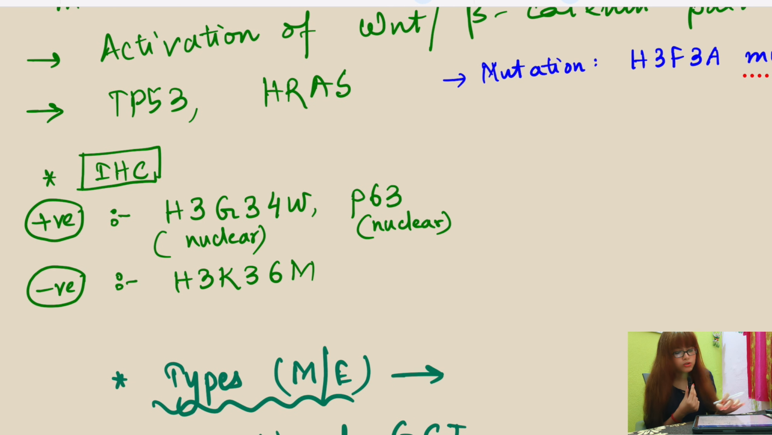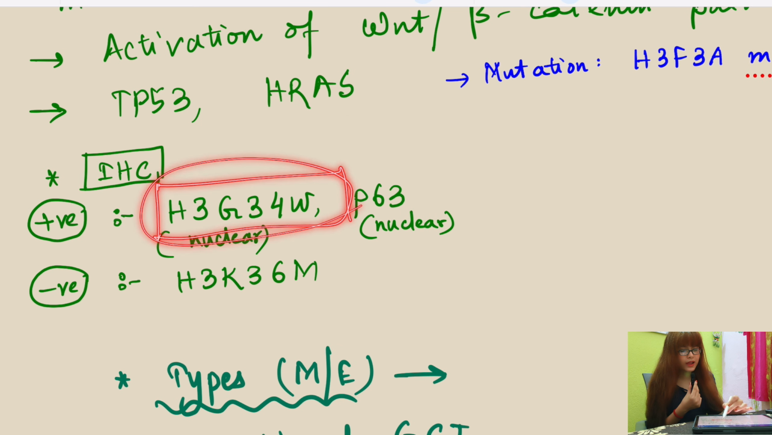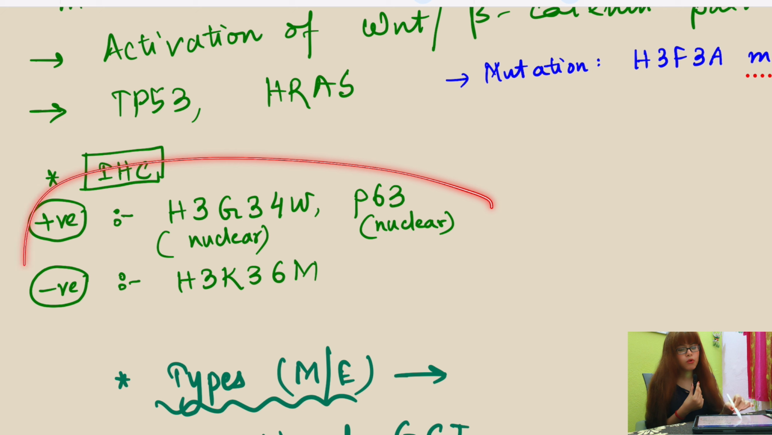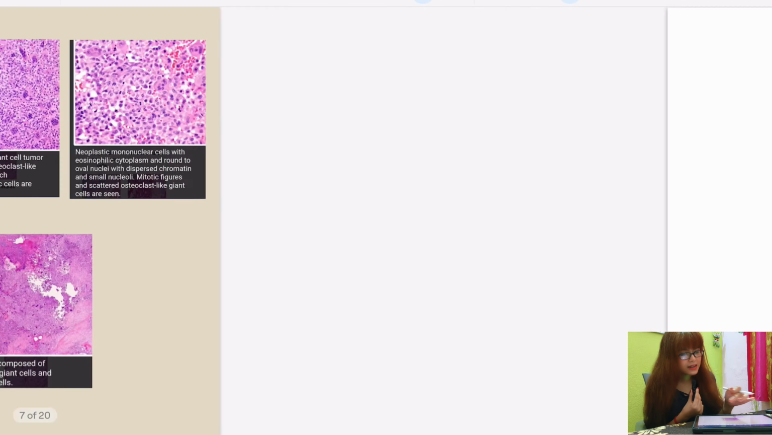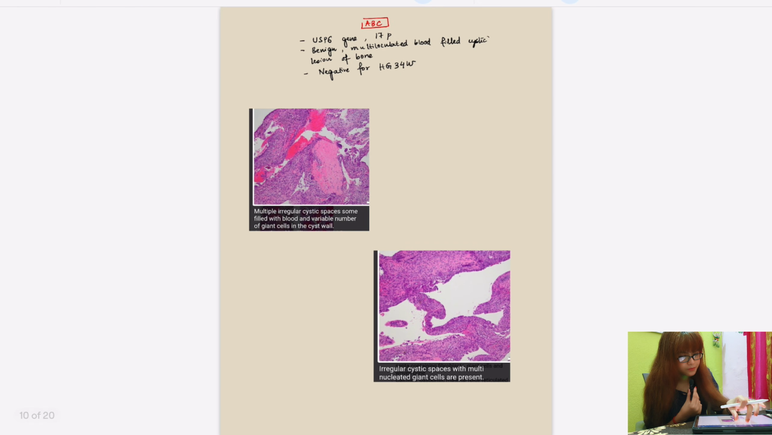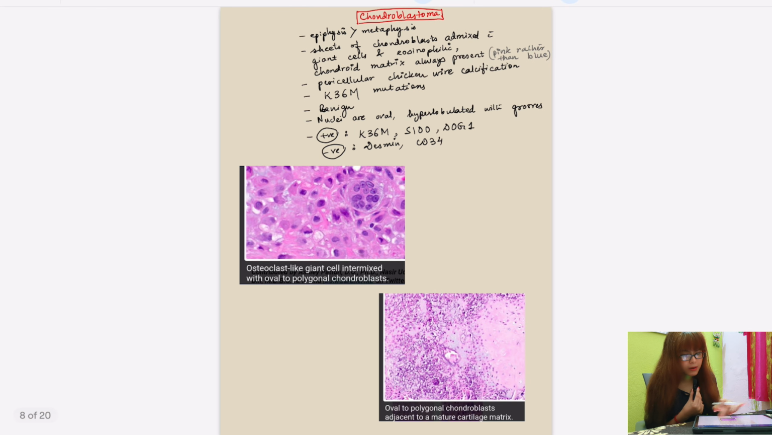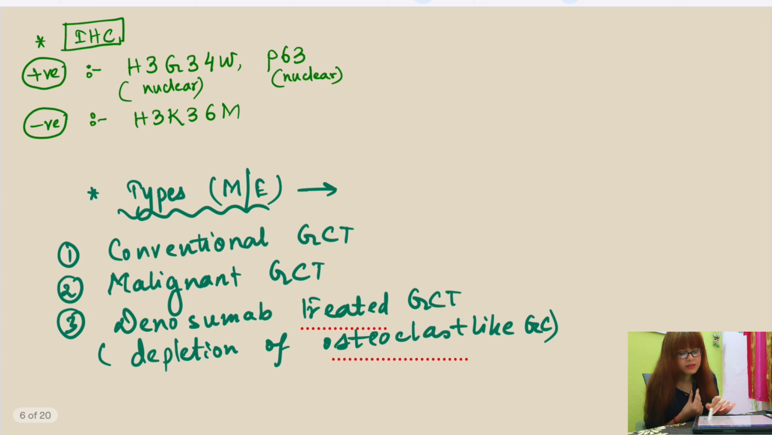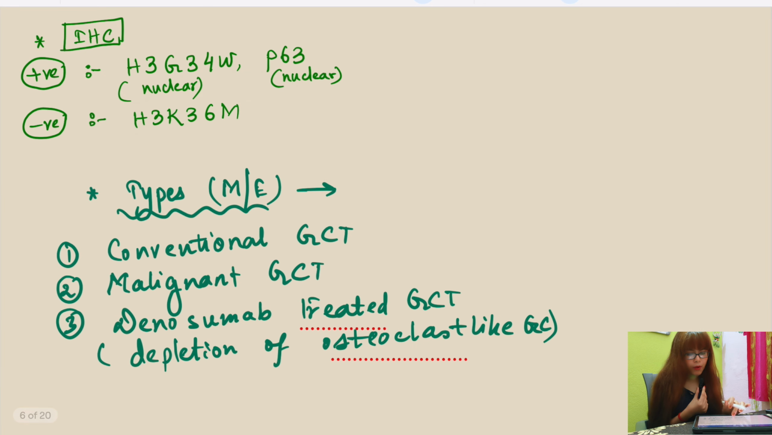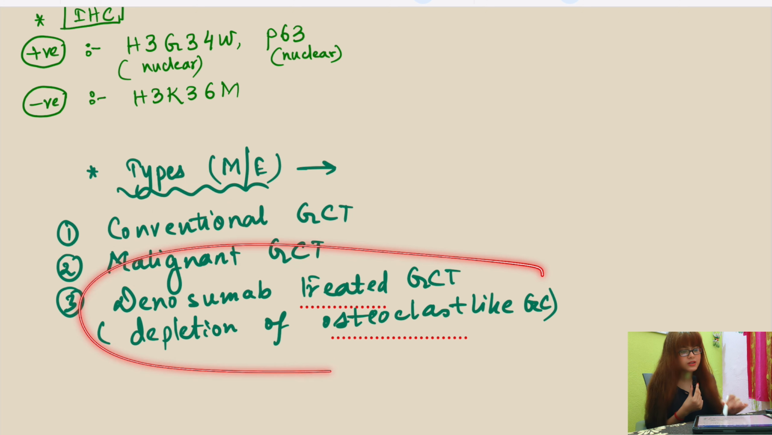Okay, so the positive IHC stain here is H3G34W, right? So important point, this is more important for the postgraduates, that H3G34W is positive here, but it is negative in case of aneurysmal bone cyst, right? So H3G34W is negative here, but it is positive over here. So this is an important point. Now what are the types? The types are conventional, malignant, and denosumab-treated GCT.